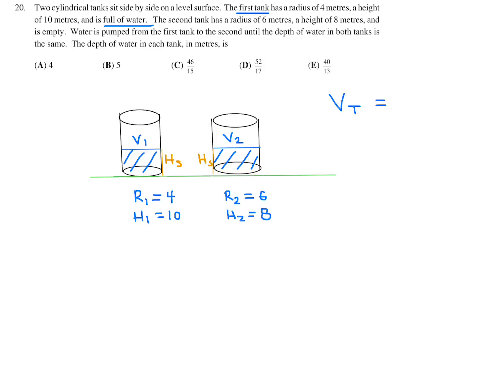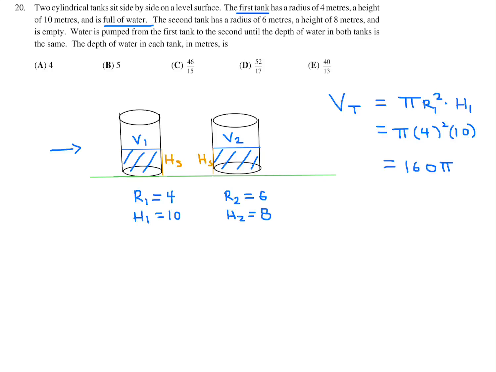So the initial first tank had water all the way to the top. So that volume is going to be pi r squared. The volume of a cylindrical tank is pi r squared times height. Okay? So in this case, we are really looking at the first tank. So this is 1 and this is 1 in terms of our values. So R1 is 4, and then H1 is 10, like that. So this becomes 16 times 10, 160 pi. That's the total volume of the water.